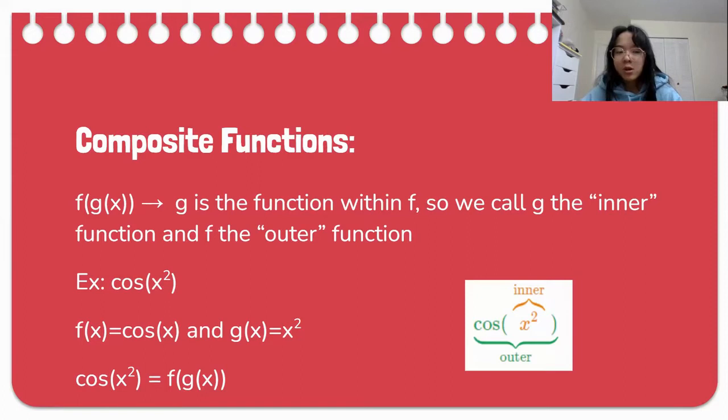An example of a composite function is cosine x squared. In this case, f of x, the outer function, is cosine of x. And g of x, the inner function, is x squared. In this case, we can write cosine x squared as f of g of x.